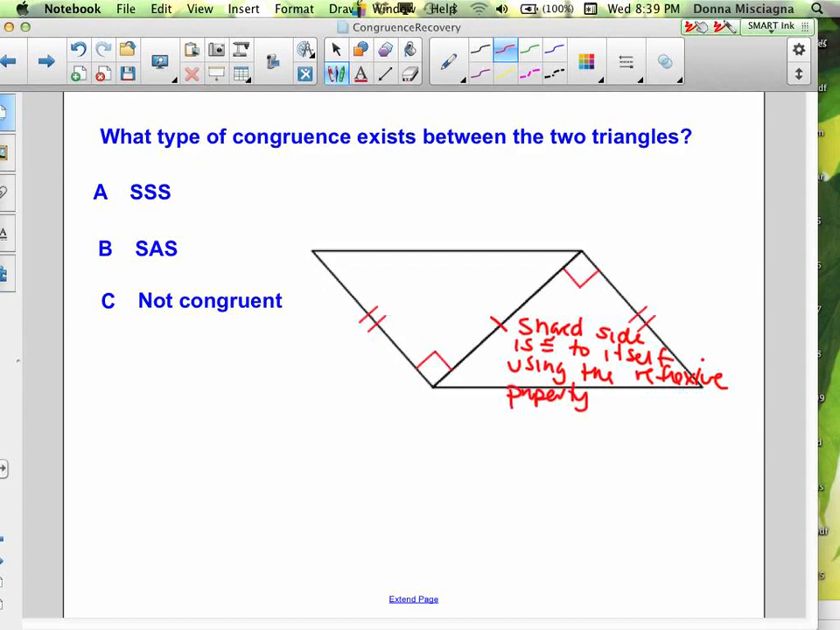Now let's see if we have what we need. Two sides and the angle between. Two sides, the angle between. We've got side, angle, side triangle congruence. So be careful, not everything is going to be marked. Sometimes you have to remember that things like shared sides are going to be congruent to themselves using the reflexive property.